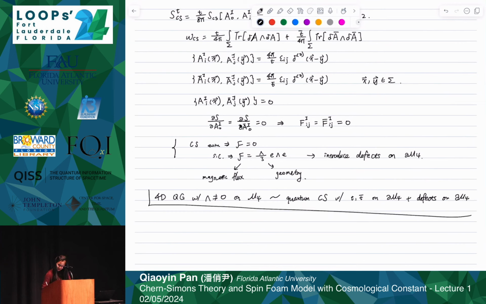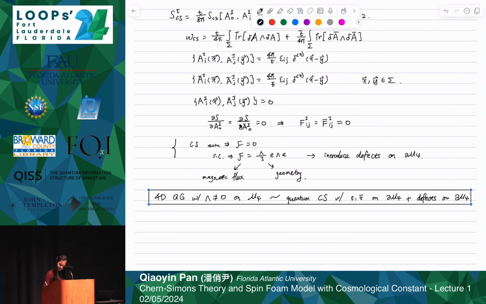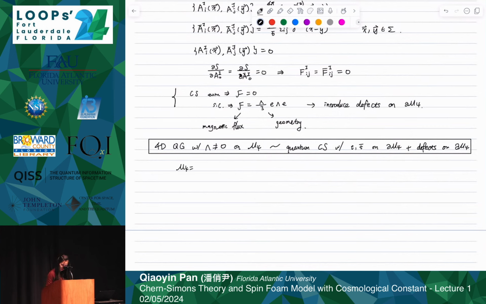And this is a key point after this discussion. We want to use this idea to build up spin foam. Firstly, we want to build up the amplitude for a 4-simplex. So now we consider the 4-manifold to be a 4-ball, whose boundary is again a 3-sphere. So I can simplify this punchline. 4D quantum gravity with a non-zero lambda on a 4-ball can be represented by quantum Chern-Simons theory on a 3-sphere with defect on the 3-sphere.